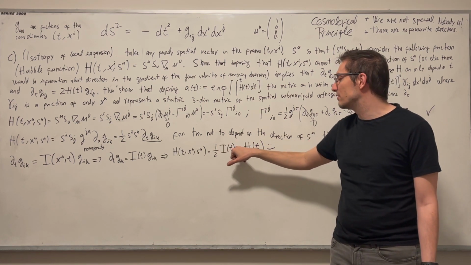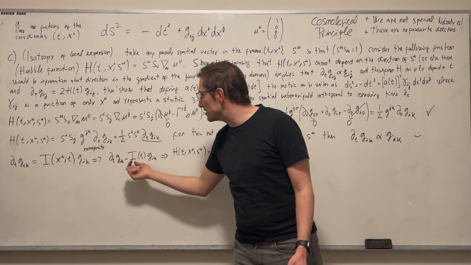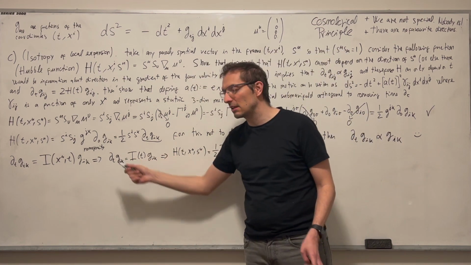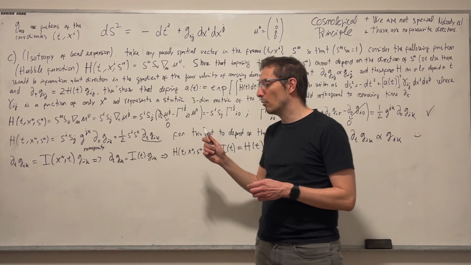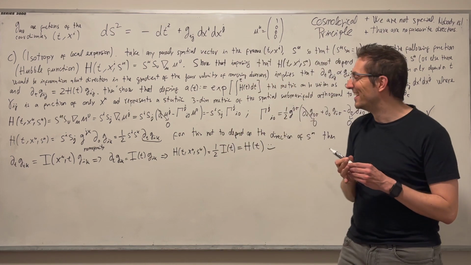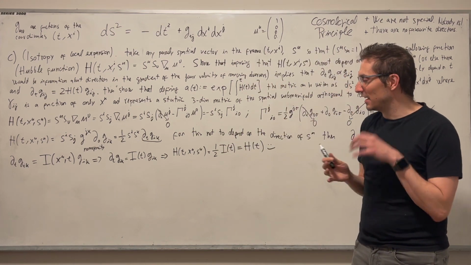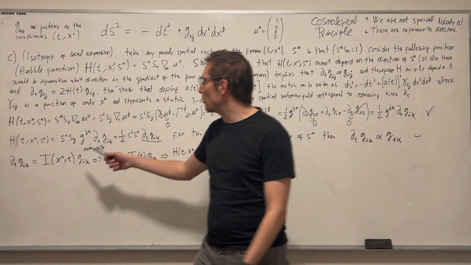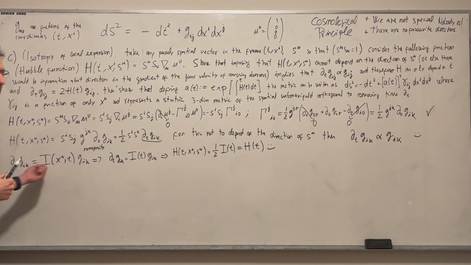In particular, it is 1/2 of this I(t), where I(t) is the proportionality factor that relates the derivative with respect to t of the metric with the metric itself. So, very importantly, I use homogeneity. The proportionality factor cannot make any point special, so it cannot depend on any spatial point.